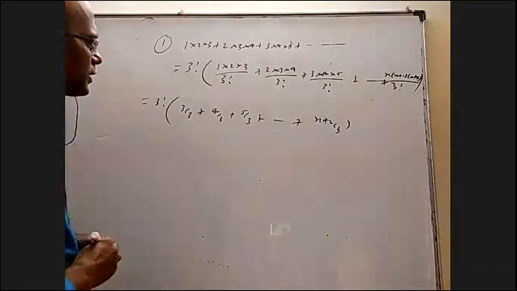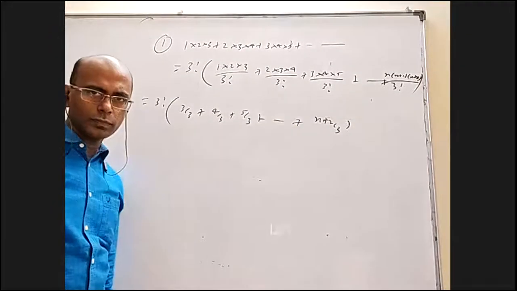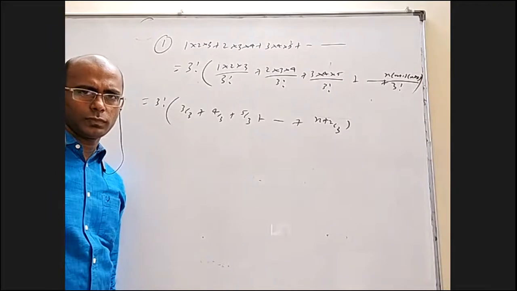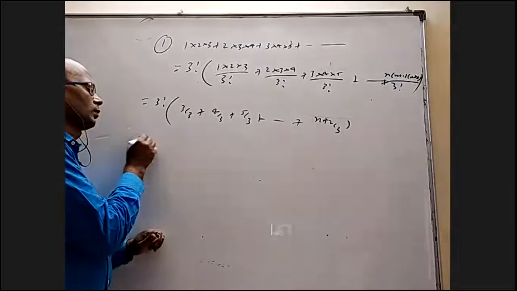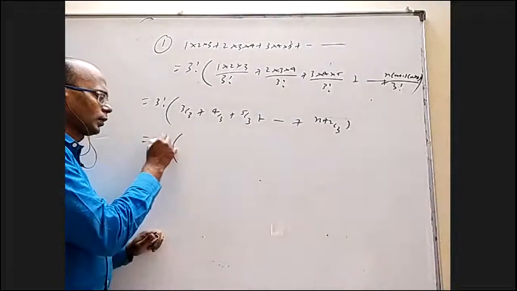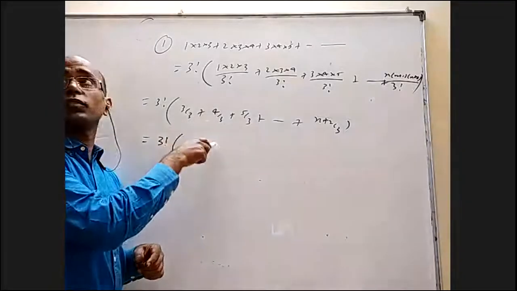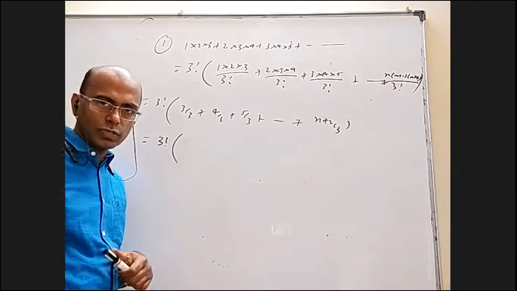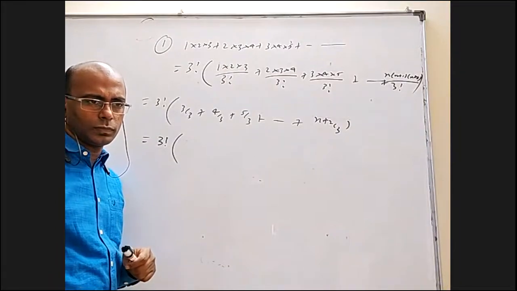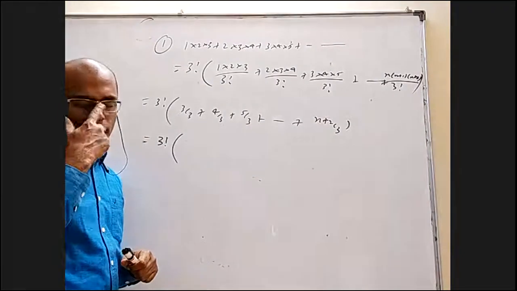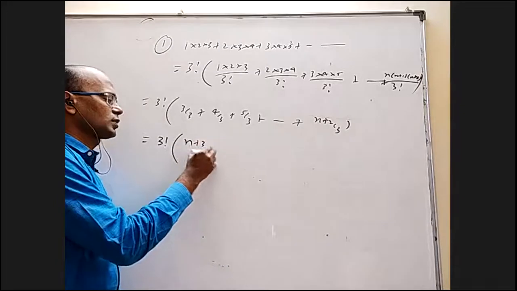Have you studied this in binomial theorem? What is 3C3 plus 4C3 plus 5C3 and so on up to n plus 2 C3? Anybody? Either binomial theorem or permutations and combinations somewhere. 3C3 plus 4C3 plus 5C3 and so on up to n plus 2 C3. Sir, n plus 3 C4. Yeah, it is actually n plus 3 C4.